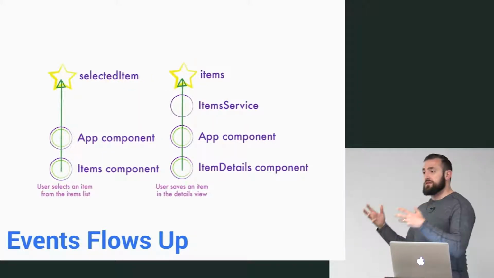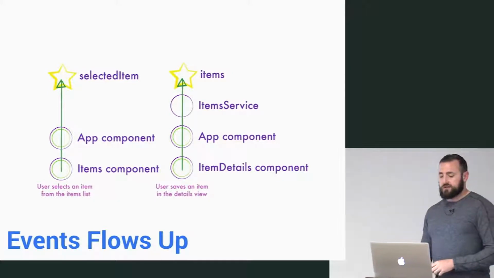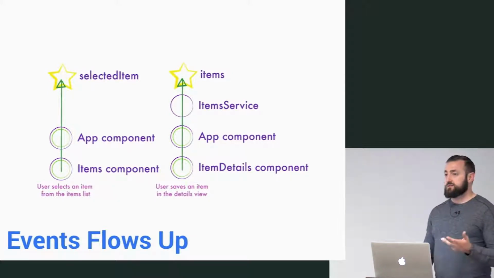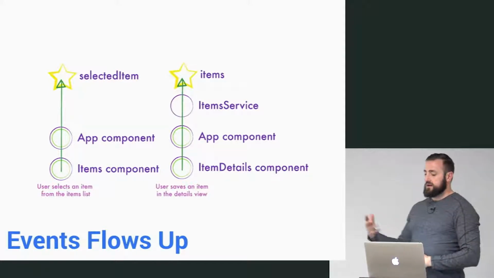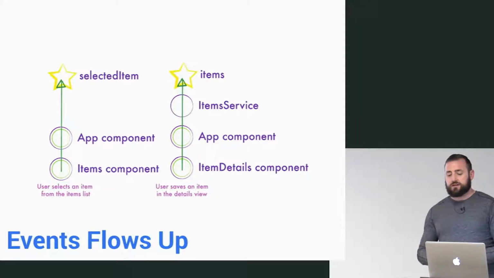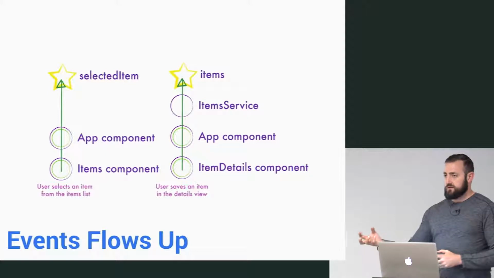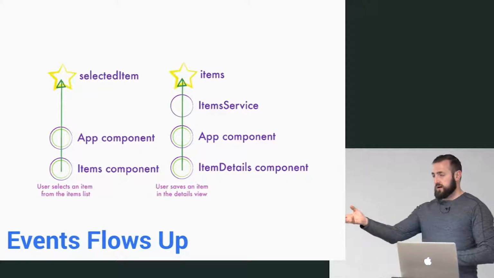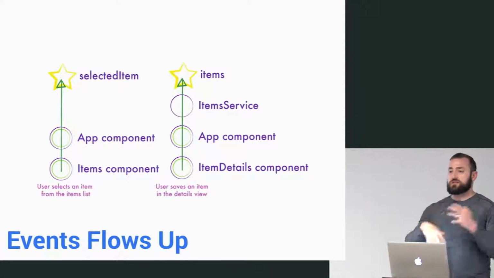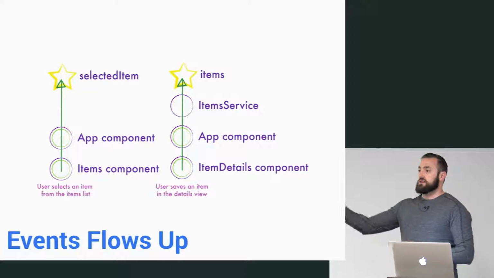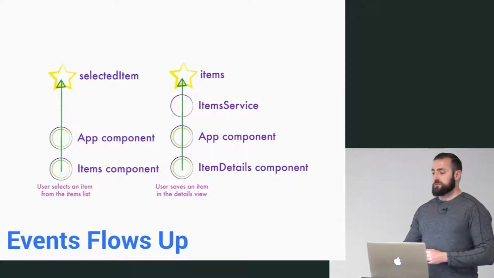In the case of this sample application, when somebody selects an item from the items list, that event gets bubbled up to the app component, and then the app component just goes ahead and sets select item directly on the store. In the case of a single item being updated, that event with the new item goes up to the app component, gets delegated, app component hands that off to item service, it does an asynchronous operation, and on completion, it sends it into the items store.